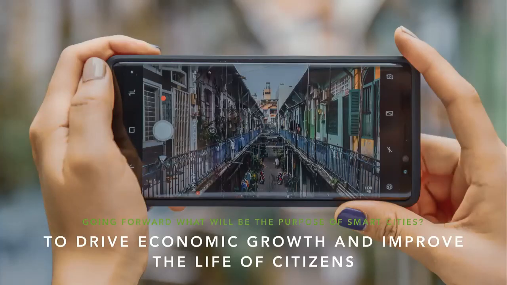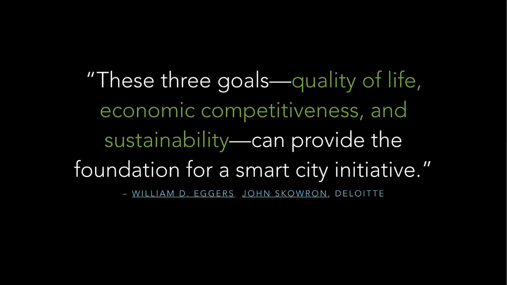So, in conclusion, what we need to do is have this framework from which to drive innovation in cities, as we do with products and services. And this is where we bring in that UX that I was talking about right at the beginning. It's providing a framework in which those people who are driving smart cities can move forward and plan a way forward with those different stakeholders in mind that we talked about right at the beginning. So the three goals are, for example, quality of life, economic competitiveness, and sustainability. And according to William Eggers and John Skowron from Deloitte, they can provide the foundation for a smart city initiative.